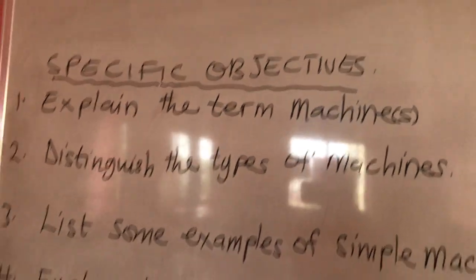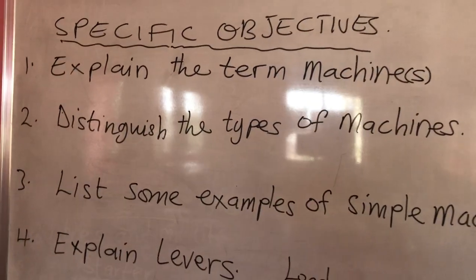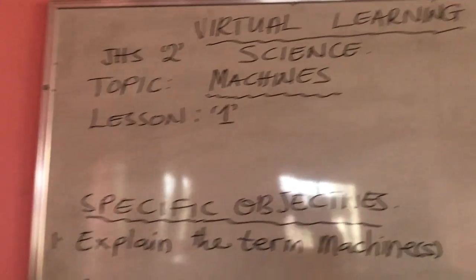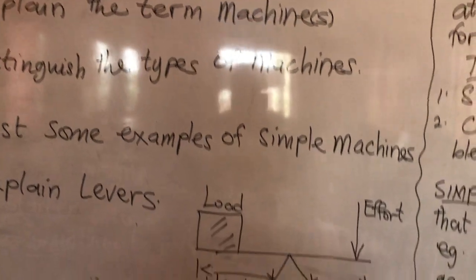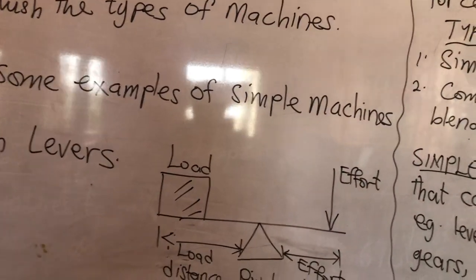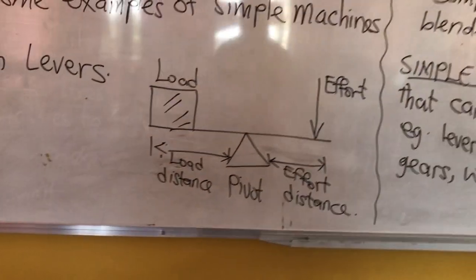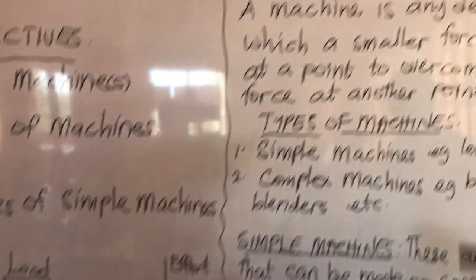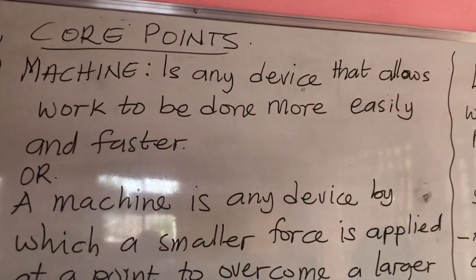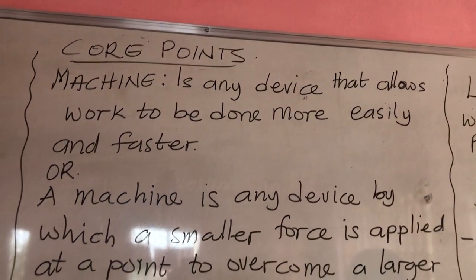Now today we are learning something under machines, and these are the subtopics we are going to look at. Today we want to talk about machines, the types of machines. We are also going to talk about the simple machines under the types of machines. We will also be looking at a lever, and the parts of a lever.